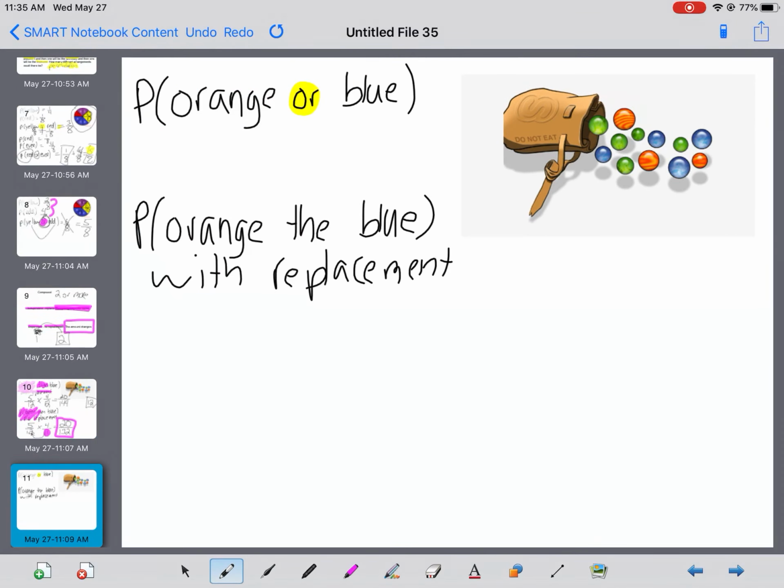Let's try one more example. What about this one? The probability of orange or blue. I want you to see this "or" blue right over here. "Or" should make me think I'm going to add. So I reach into a bag and I want an orange or a blue. Orange is 3 out of 12 and blue is 4 out of 12. In this case, I add them. It's not a compound event, I'm only pulling out one marble. So the chance of an orange or a blue is 7 out of 12.